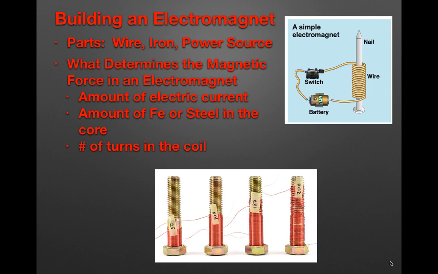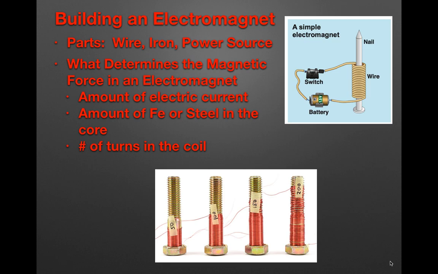What determines the force made inside that electromagnet is how much current I have running through it. If you look at the picture in the upper right hand side, I have one 1.5 volt battery. If I add another one, two 1.5 volt batteries, that electromagnet is going to be twice as strong. If I add three, it's going to be 3 times as strong. So increase the current. Also, how much iron or steel is in the core: the more of that you have, the stronger the electromagnet is going to be.